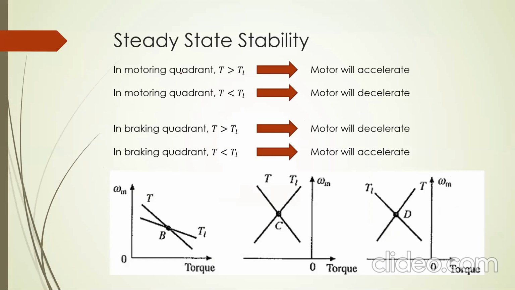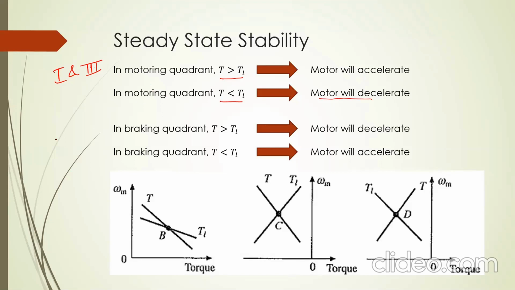Whatever we saw in the example, we can conclude these 4 points. If the machine is working in motoring quadrant, motoring quadrant means first and third. The first quadrant is forward motoring and the third quadrant is reverse motoring. In motoring quadrant, T greater than TL implies the motor will accelerate. If the motor torque is greater than load torque, the machine will accelerate. And if T is less than TL, the motor will decelerate, the speed will decrease.